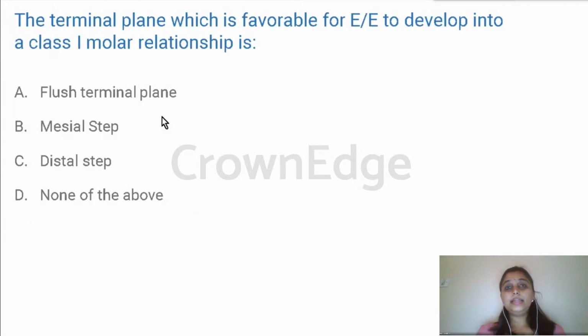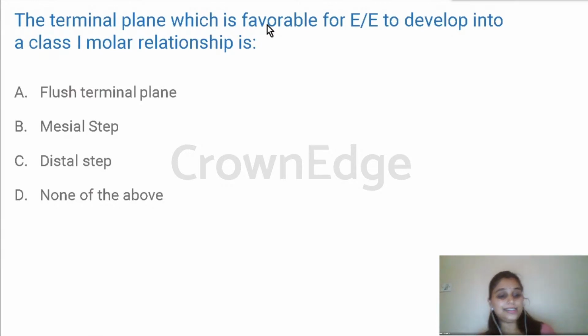Moving on, like I said, the primary dentition has a lot of things that you have to remember, and one of them is your terminal plane relationships. The terminal plane which is favorable for your upper and lower E's develops into a class 1 molar relationship. Is it A, flush terminal plane, B, mesial step, C, distal step, D, none of the above? So it says which is favorable.